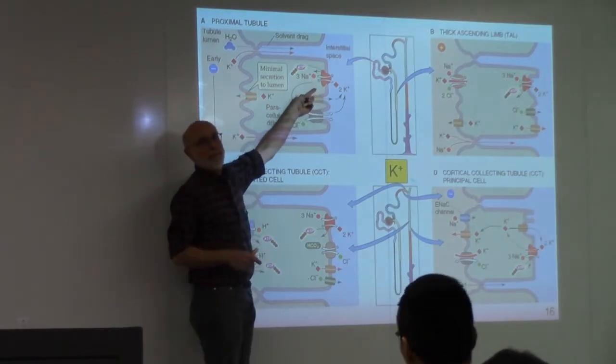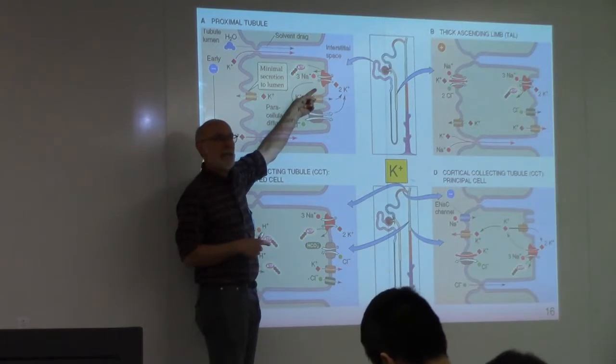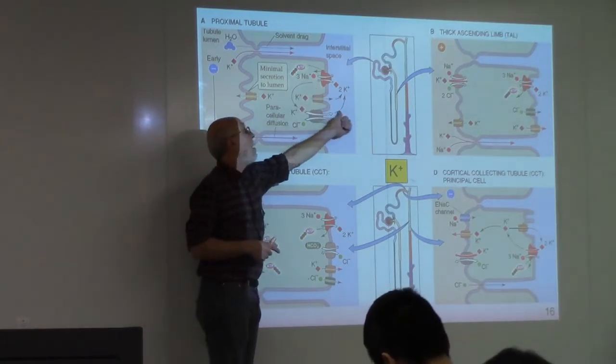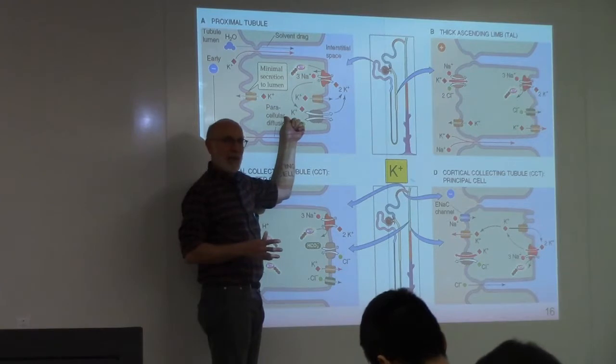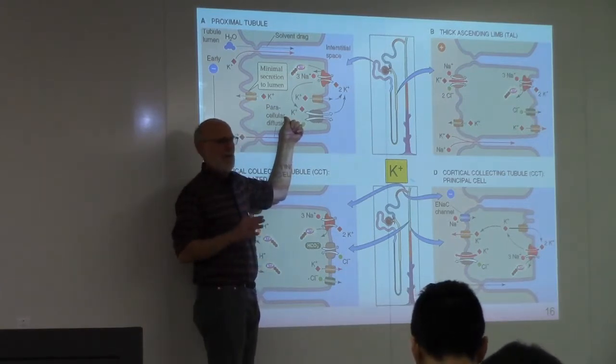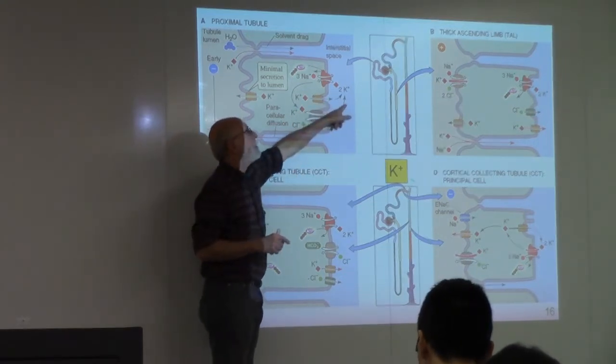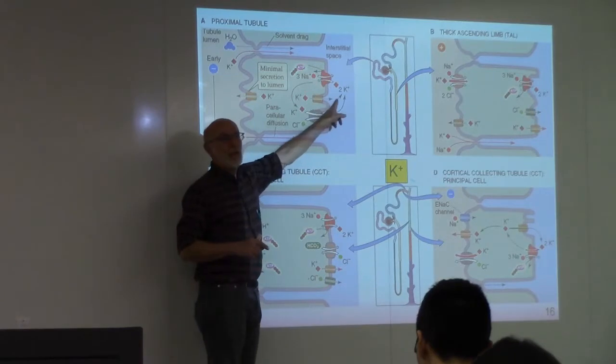What's this? That's the sodium potassium ATPase. Which way is it pumping potassium? It's pumping it into the cells. So that's not going to help us reabsorb potassium. Right there we've got, whoa, that's complicated. But we've got this futile cycle. Potassium is pumped in and then leaks out through channels.